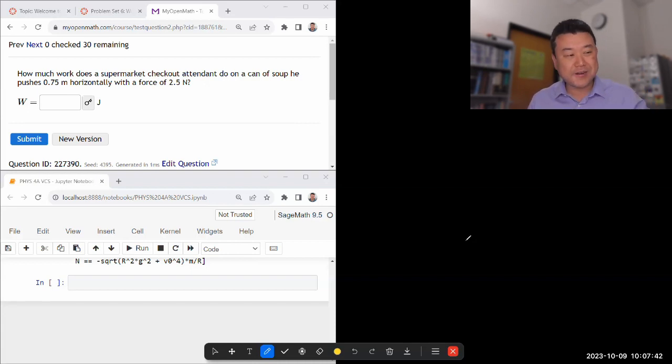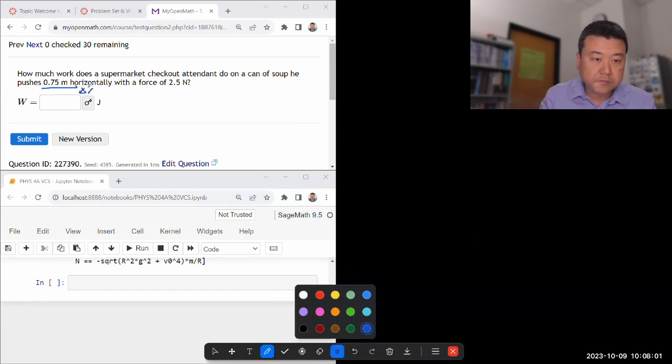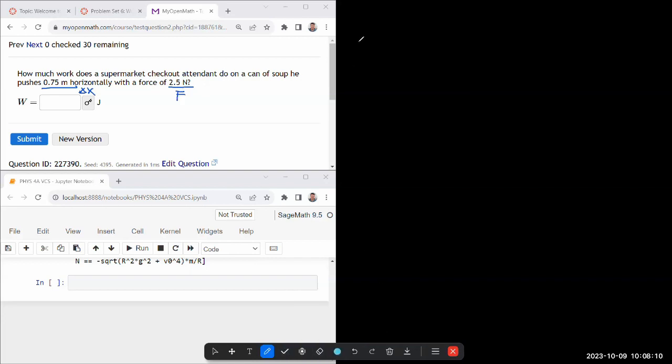And if they're easy, then I should be able to do them really quickly, so I should do them now. So this first question asks, how much work does a supermarket checkout attendant do on a can of soup he pushes some distance horizontally with a force of some amount? So let me write down the definition of work. Work is defined as the dot product, or the inner product, between the force vector and the displacement vector.